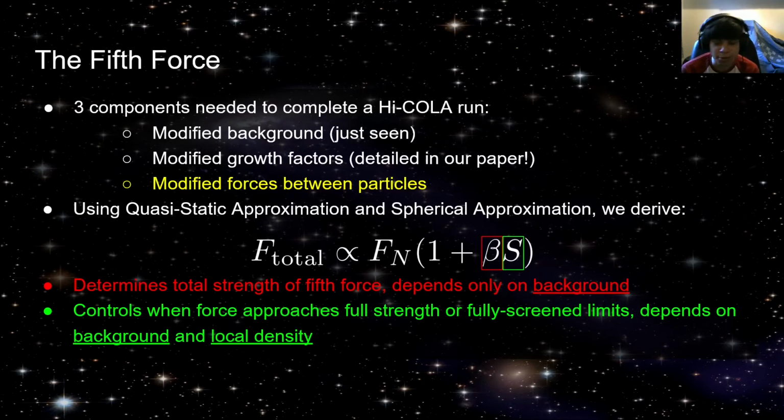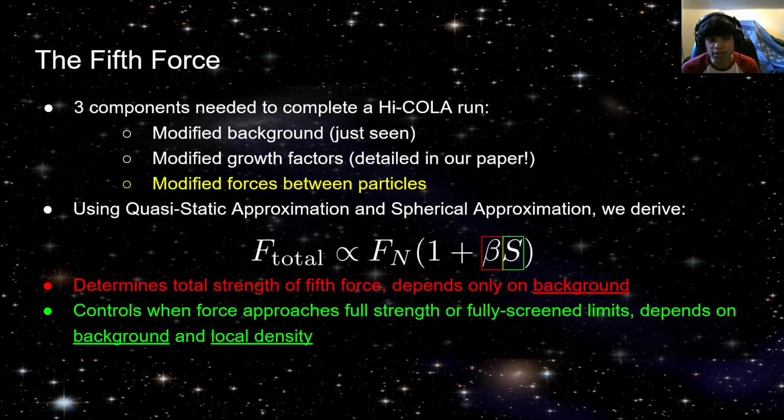So the total force is proportional to the usual Newtonian force, which is coming from your usual GR part of your theory, and an extra fifth force contribution, which is coming from the scalar field. So that's the 1 plus beta s term that is also sitting now in this expression. So beta is what we call the coupling constant. This determines the total strength of the fifth force, and it depends only on the background quantities of our reduced Horndeski theory. And S is what we call the screening coefficient.